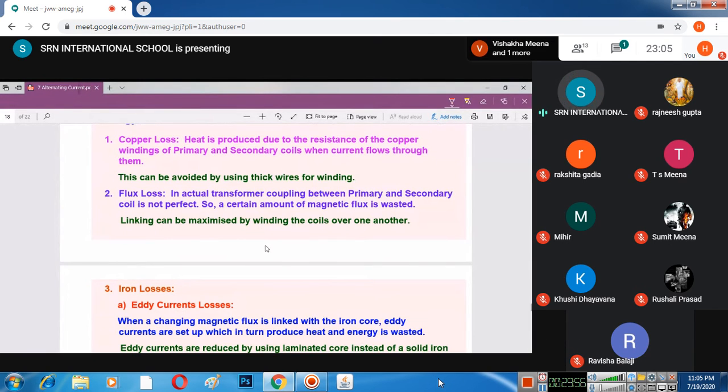Okay, now one major loss that usually depends upon the windings and the linking of the primary and the secondary coil is known as the flux loss. If the primary coil and secondary coil are not linked with each other properly, just like in this transformer, these are the primary coils, and these are the secondary coils.